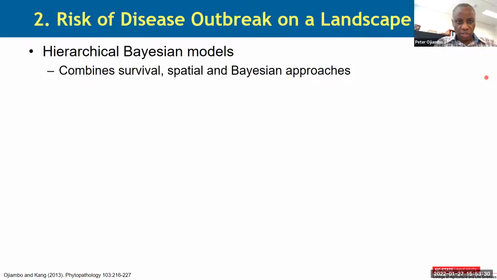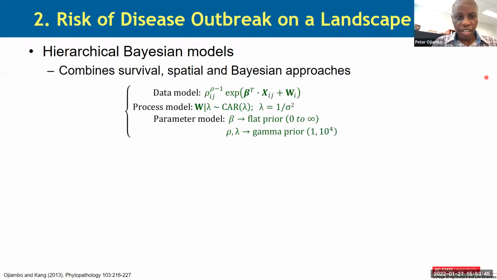To do this, we looked at hierarchical Bayesian models that combine survival analysis, spatial pattern analysis, as well as Bayesian approaches, to figure out the process itself. This is the model that we implemented to get these numbers. It has 3 parts. We have the data model, which basically describes the distribution of the data of interest, conditional on a particular process and the parameters that you choose for that model.